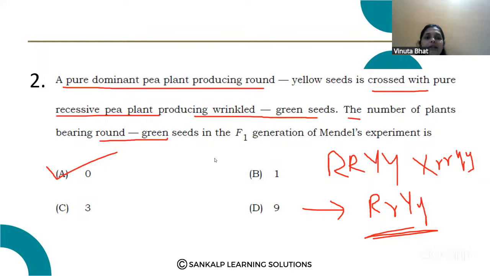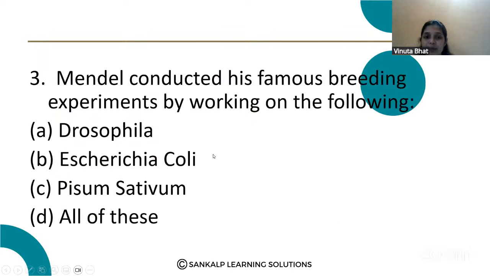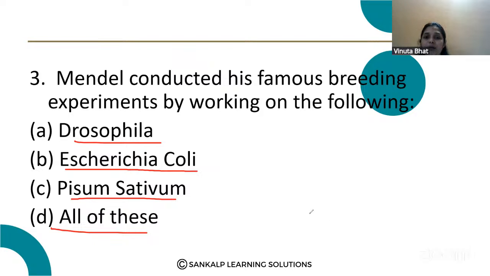Next question. Mendel conducted his famous breeding experiments by working on the following: option A, Drosophila; option B, Escherichia coli; option C, Pisum sativum; option D, all of these. Mendel conducted his experiments regarding the inheritance of genes on Pisum sativum, which is the scientific name of the pea plant. The correct answer is option C.